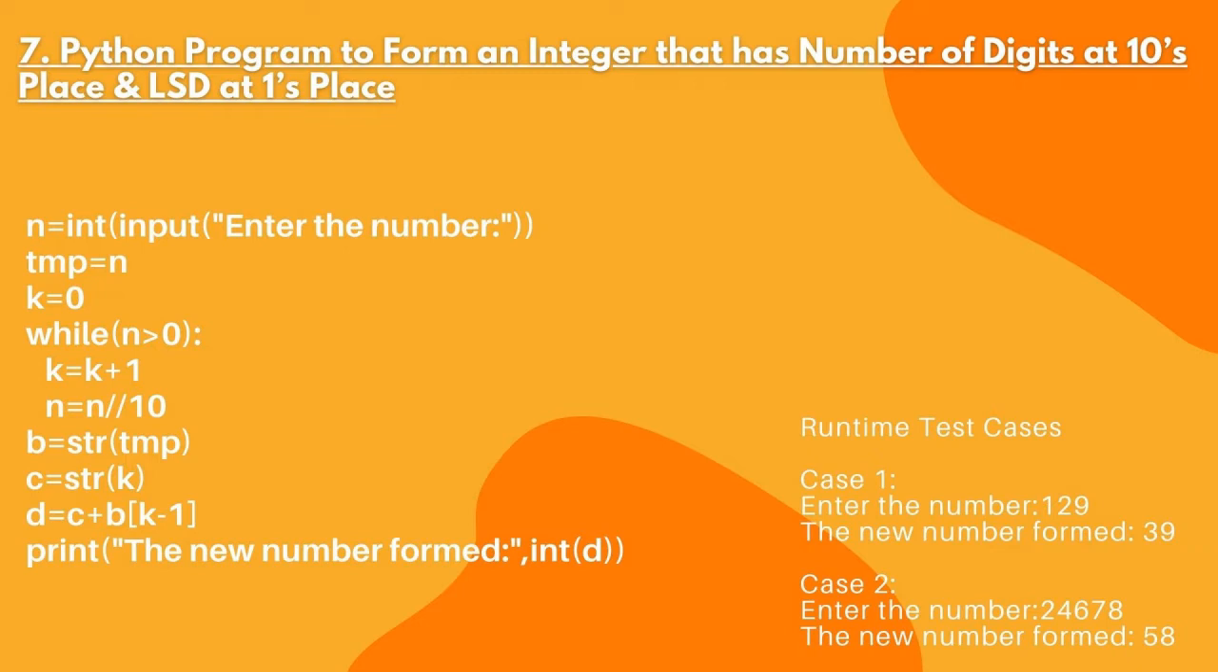The number of digits of the variable and the number are converted to string for ease of concatenation. Then the last digit of the string is obtained and concatenated to the count variable. The new number formed is then printed. That's it.